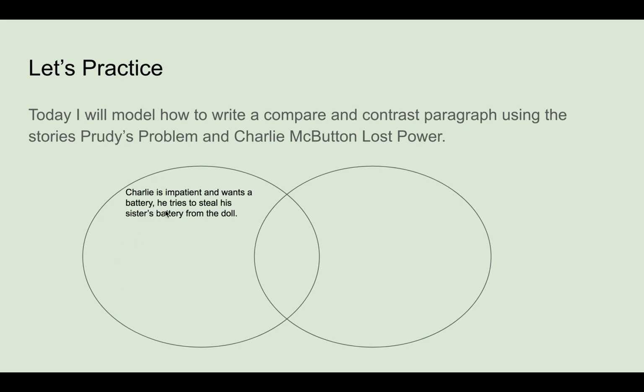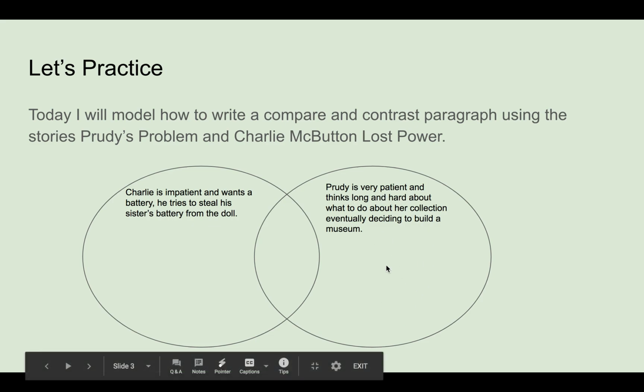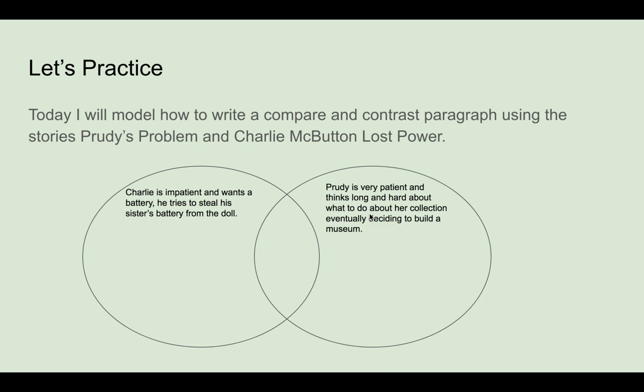Over here, I'm going to write about Charlie. I described Charlie as impatient, and he wants a battery, and he tries to steal it from his sister's doll. However, Prudy's very patient. So I'm going to put that in this side of my Venn diagram, and she thinks long and hard about what to do about her collection and eventually decides to build a museum, which also takes time. So that is how those two characters were different.